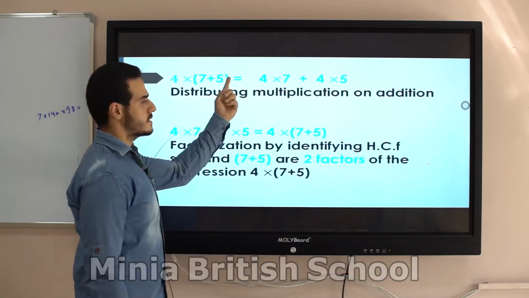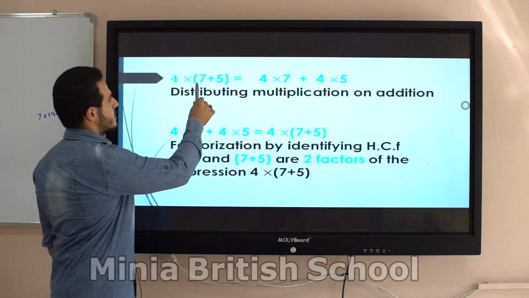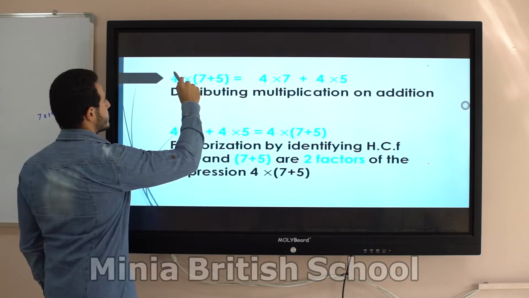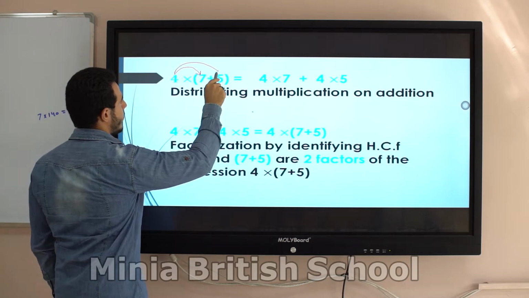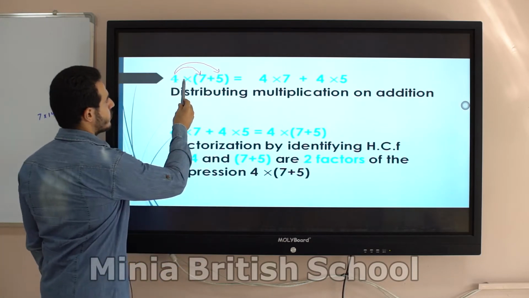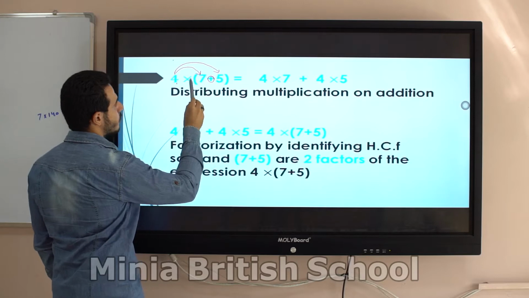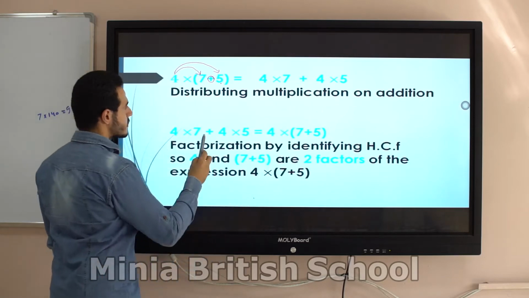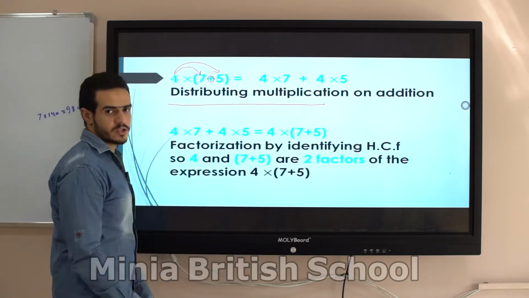If you have this statement, 4 times 7 plus 5, I will distribute 4 on 7 and 5. So it will be 4 times 7 plus 4 times 5. This is called distributing multiplication.